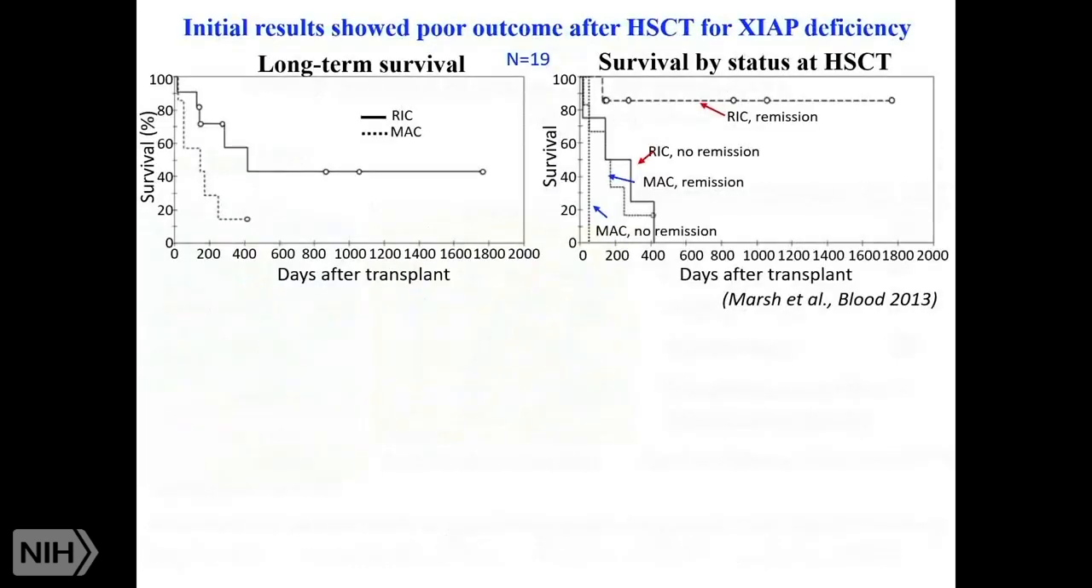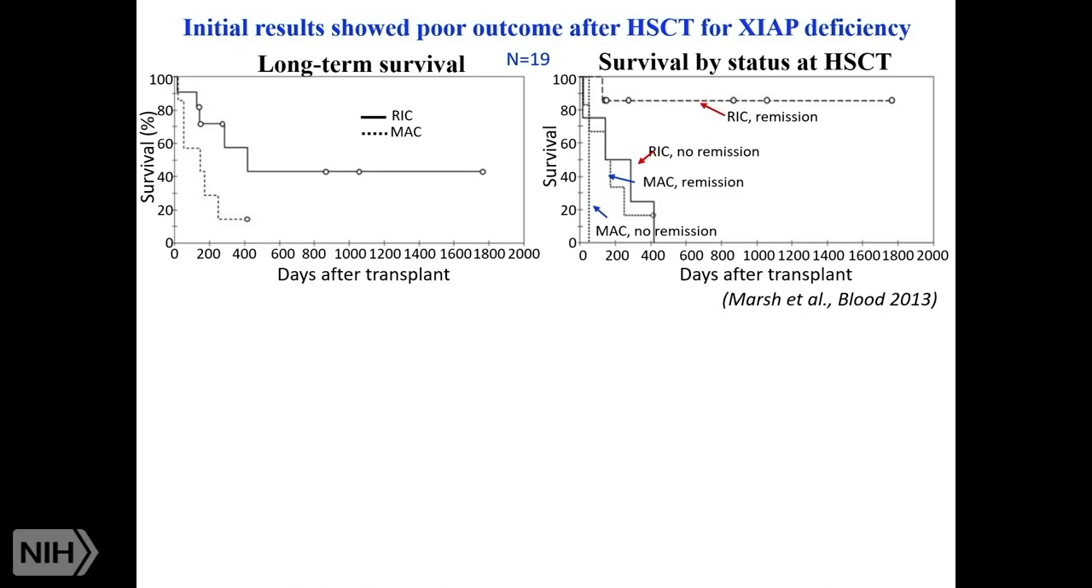So what is the experience with transplant in this disease? Well, the initial results were actually not so good. These are the first series, a paper that was published by Rebecca Marsh in 2013 from Cincinnati. And what it shows is a couple of things. Number one, that depending on the type of conditioning regimen you use, if you use a myeloablative conditioning, you have very poor survival, 20% survival at 3 years. If you're using a reduced intensity conditioning, you do better, but survival is only 50%.